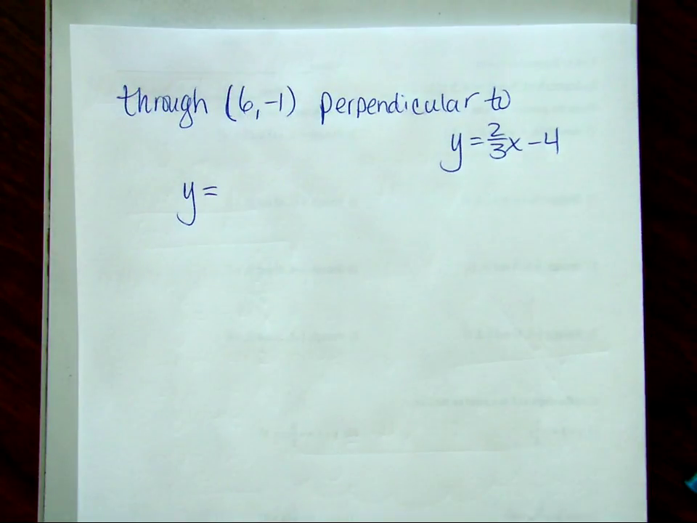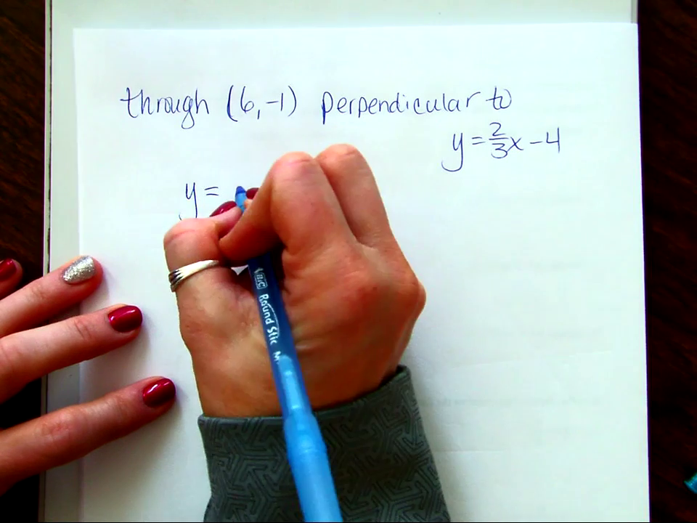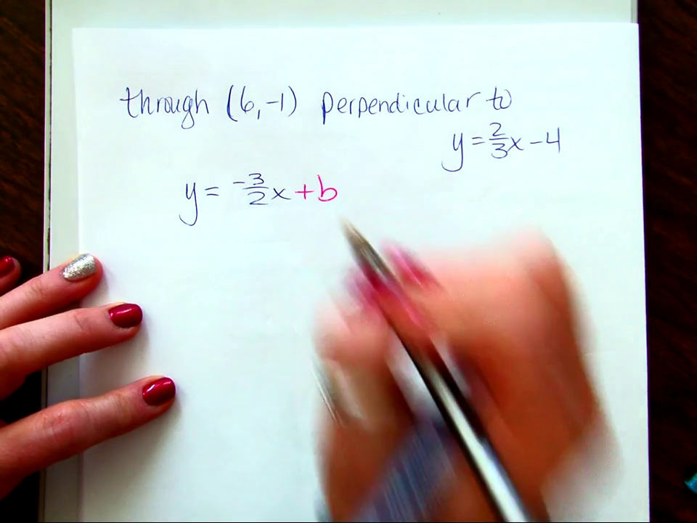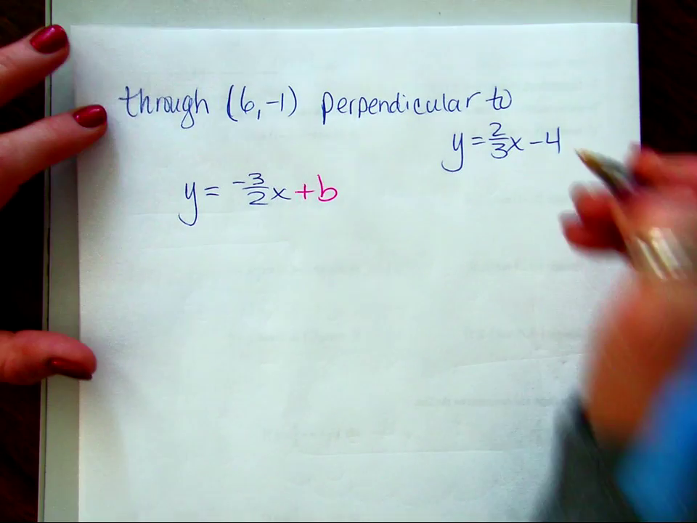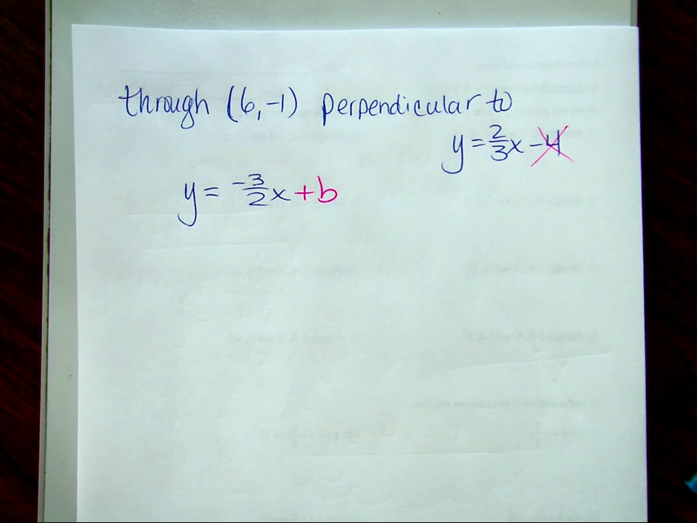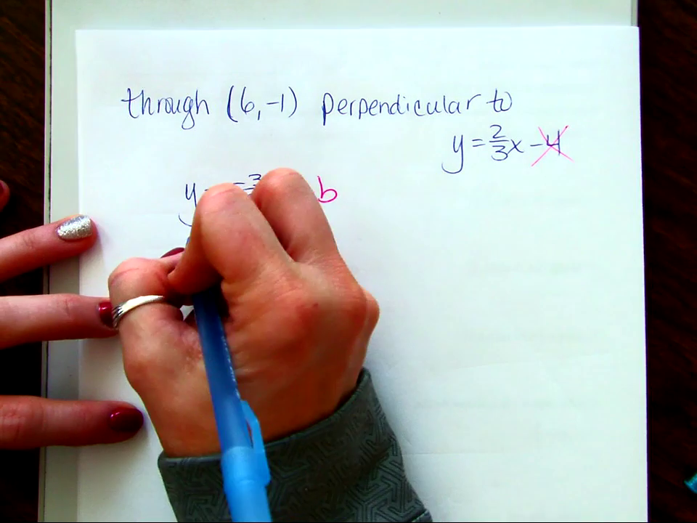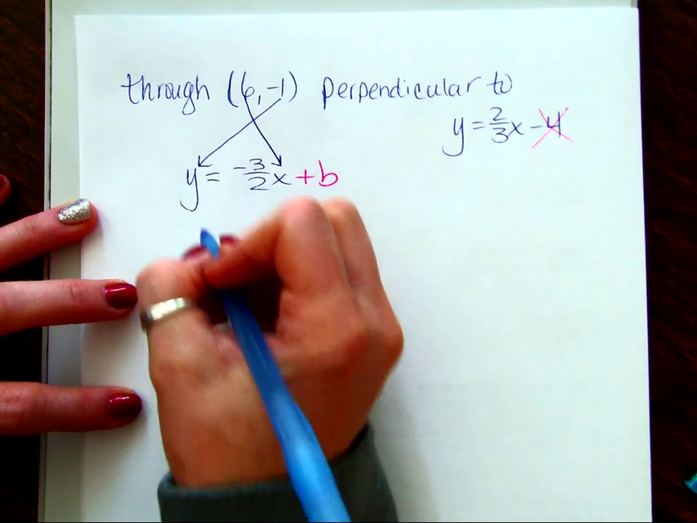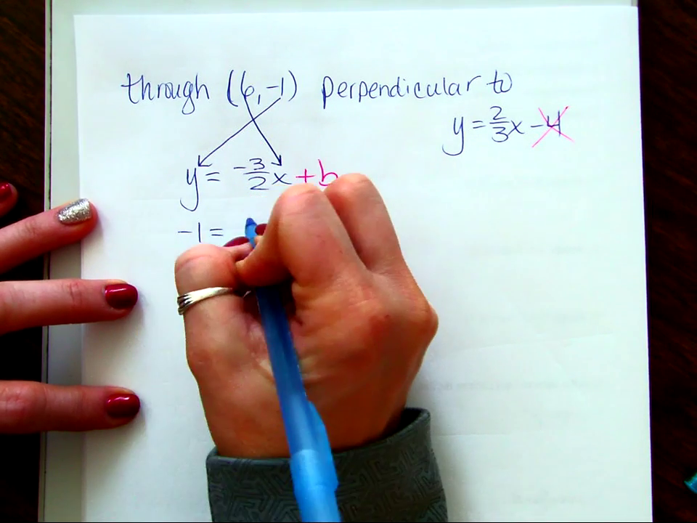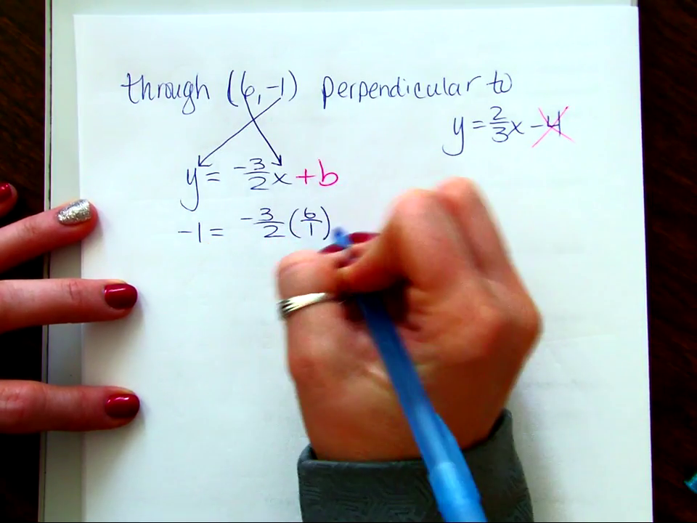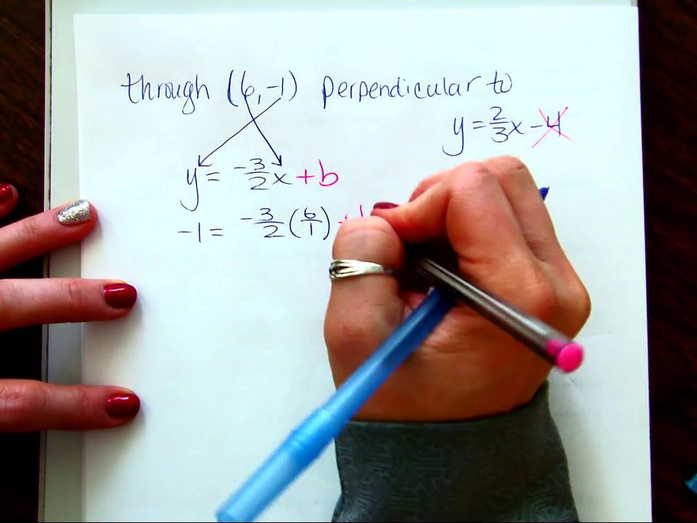Not 2/3, negative 3/2 from yesterday, right? So I'm going to use negative 3/2 here, and then I'm going to put my plus b, and everything else is the same. Did I even need that minus 4? No, it means nothing to you. Okay? So now I plug in my negative 1 for my y and my 6 for my x. Negative 1 is equal to negative 3/2 times 6/1 plus, I don't know, but I will know in a minute.